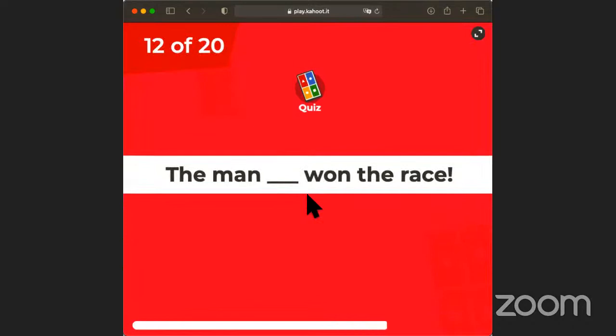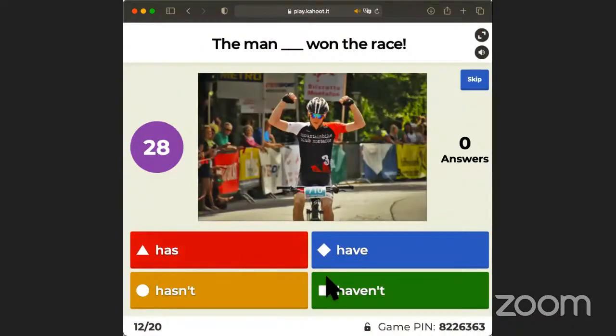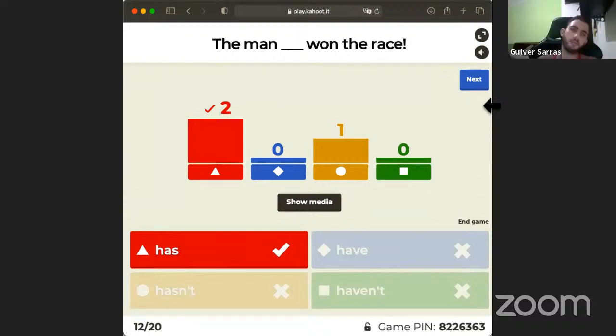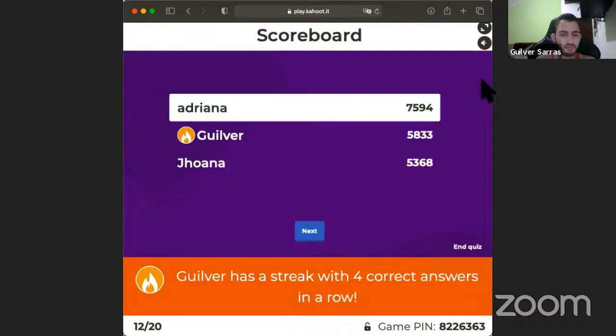Okay, the man has, have, hasn't, haven't. Look at the picture. Great, all right. Gilbert, can we read a sentence, please? The man has won the race. Great. All right, guys. Next one.